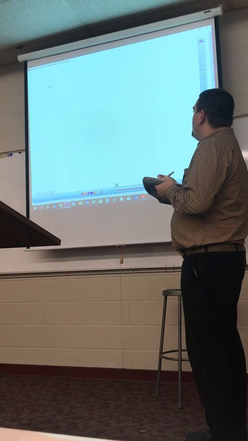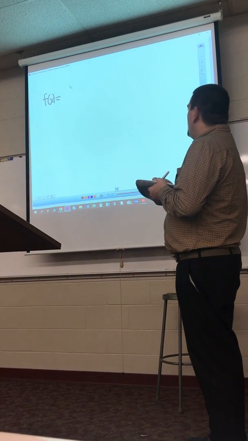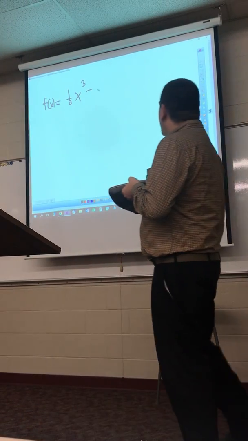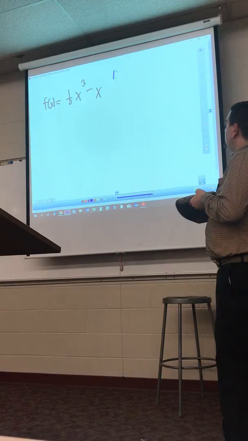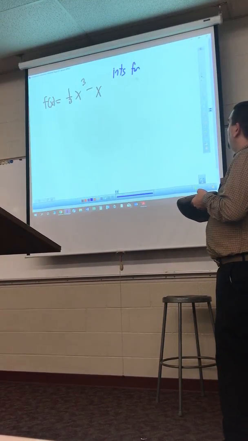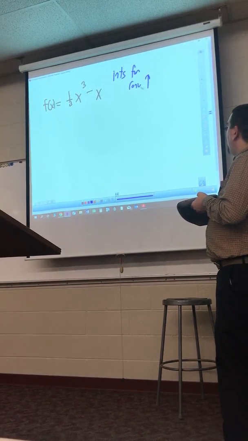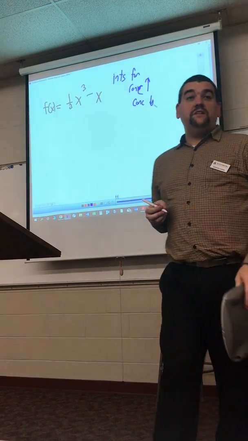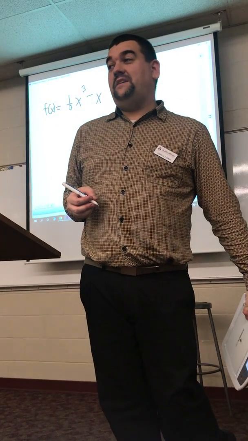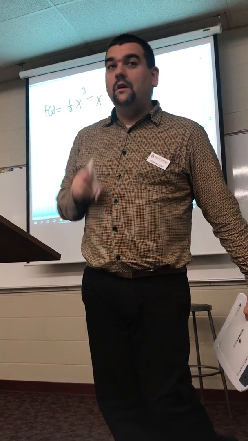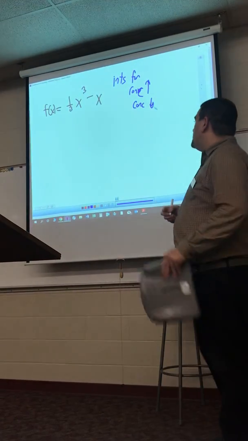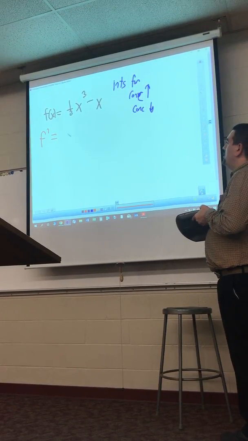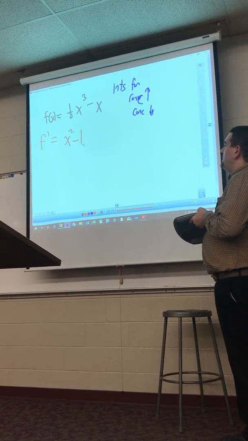Here we go, guys. f of x is 1/3 x cubed minus x. What I want you guys to do is tell me the intervals for concave up or concave down. Could you do it for increasing, decreasing? Could you see how on your next test you could probably do both for the same one question? Welcome to 3.6, okay? So the first derivative is what? Hopefully these numbers: x squared minus 1.